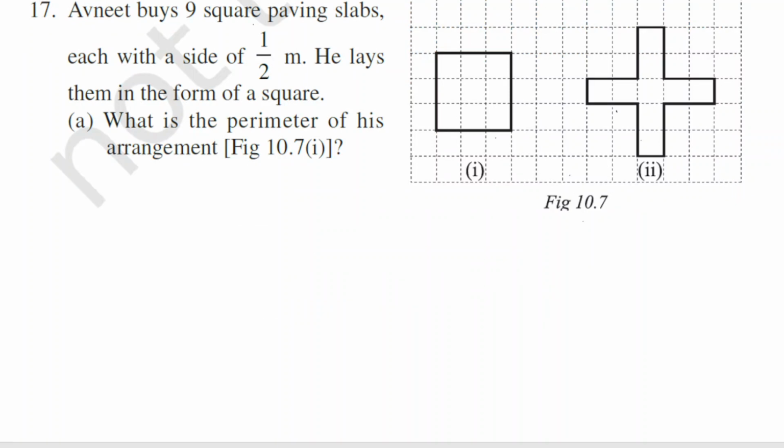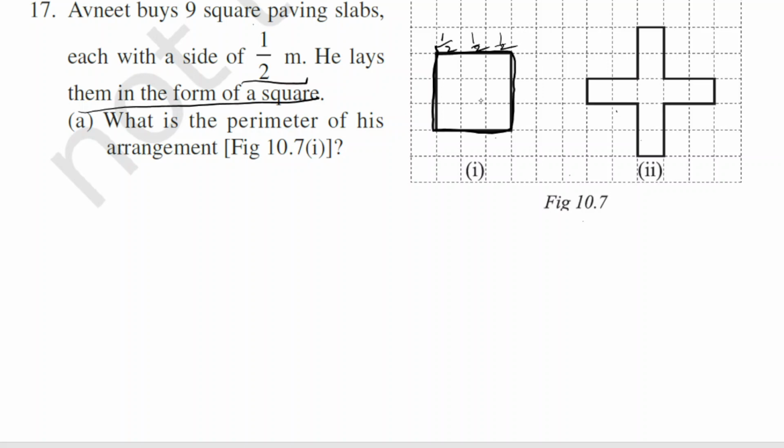now we will see the problem on perimeter. Abhinit paves with 9 square paving slabs, each with a side of half a meter. He lays them in the form of a square. Here it is the square. Here it exactly fits the 9 square tiles. So each square side is half a meter.